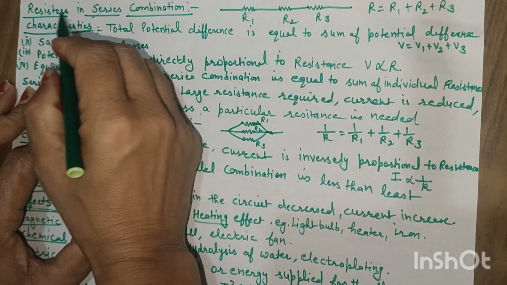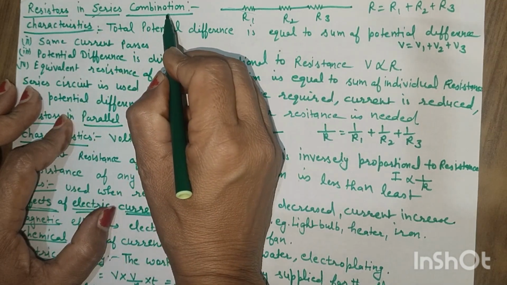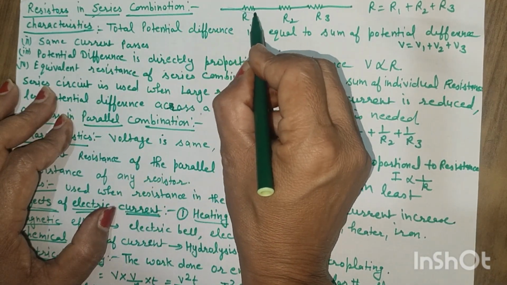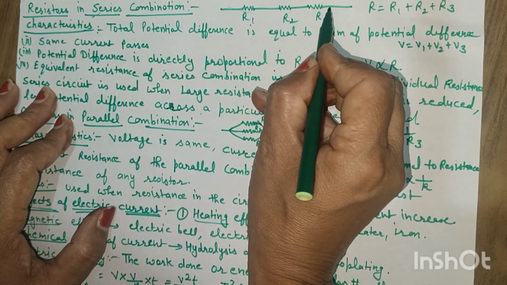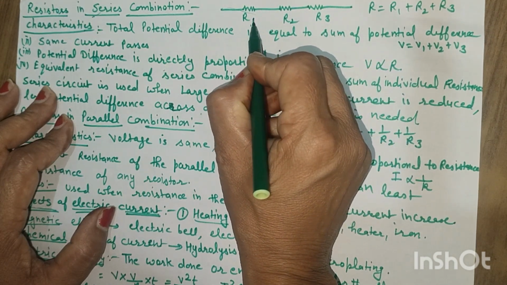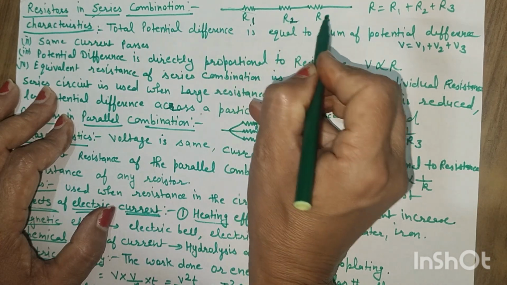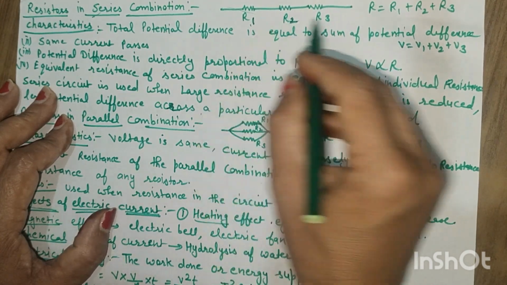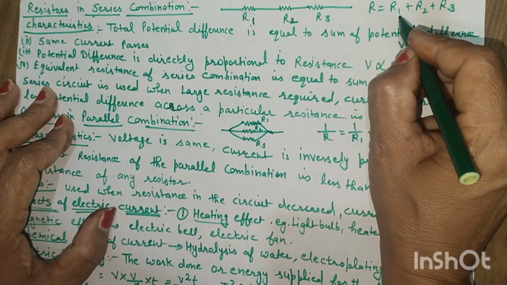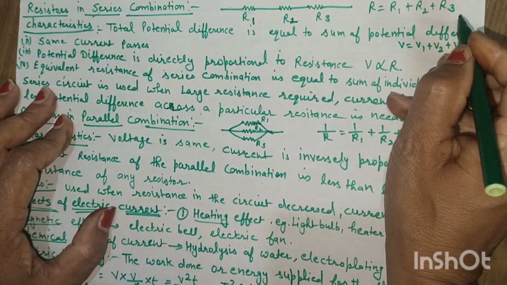Resistance in series combination. When we combine resistors in series, we join one end with the other end in the same line. The first resistor is R1, the second is R2 and the third is R3, and combined they make the formula R is equal to R1 plus R2 plus R3.